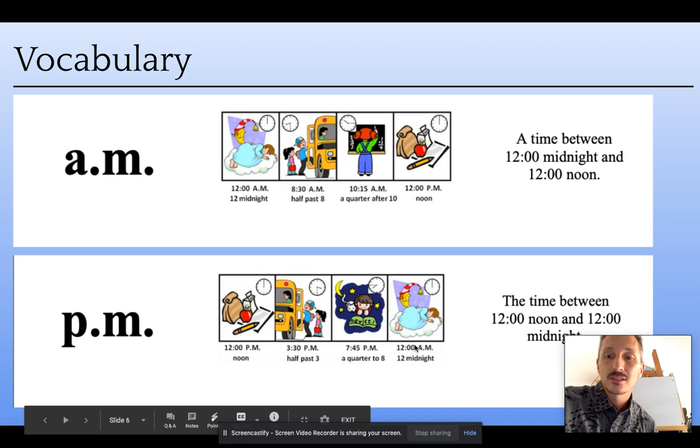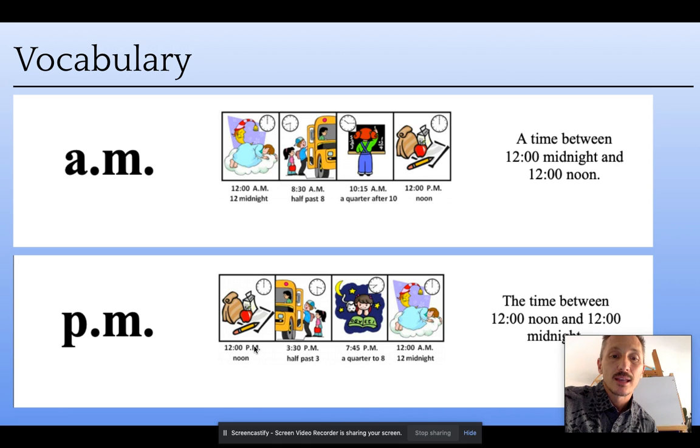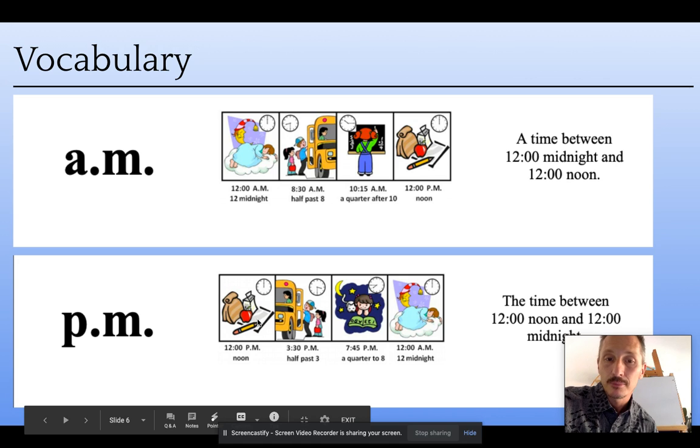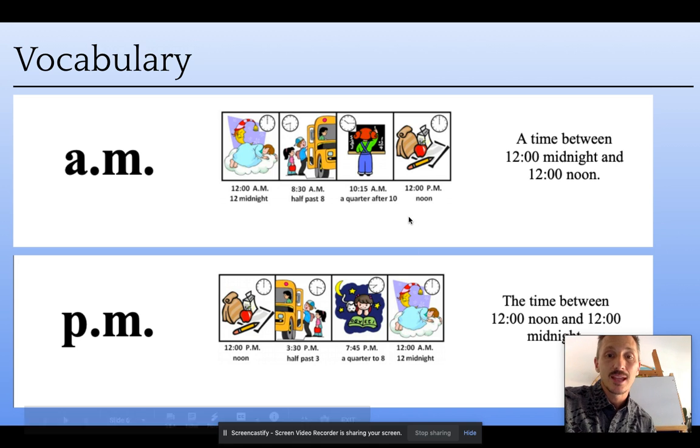PM refers to the time in the afternoon up to midnight. So that would be here, your lunchtime. PM is usually when you're going home on the bus or at nighttime before you're going to bed, right? And then sleeping, right? It's PM. So we have AM and PM.